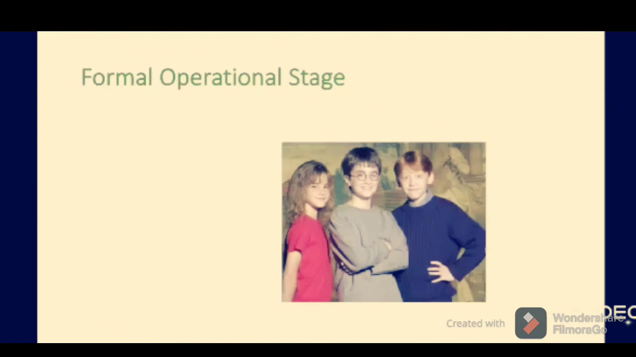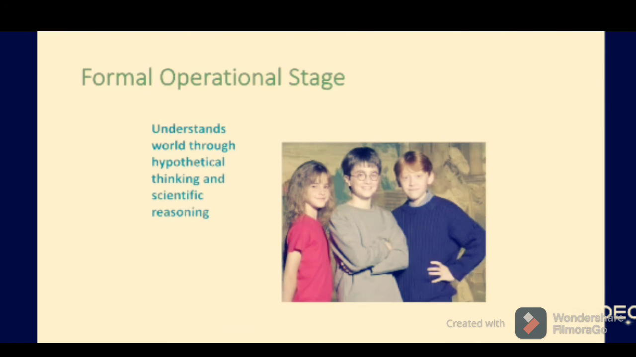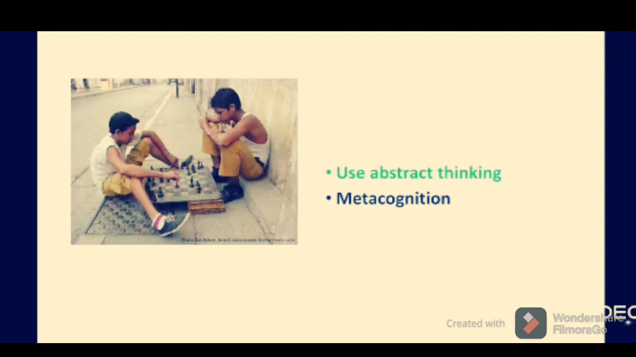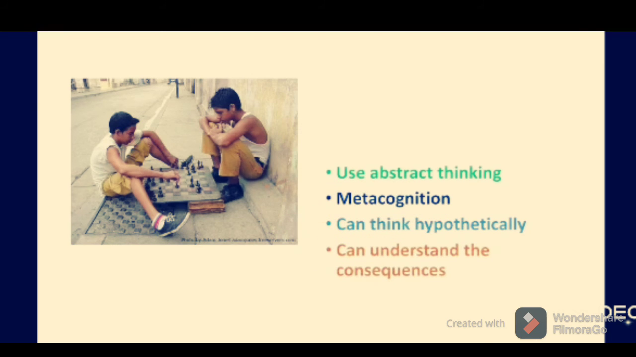Next, we'll see about the formal operational stage. It occurs from 11 years onwards. The child understands the world through hypothetical thinking and scientific reasoning. In this stage, the child uses abstract thinking. The child thinks metacognitively. That is, the child learns to think about the way we think. The child thinks hypothetically and has the ability to understand the consequences of their decisions.